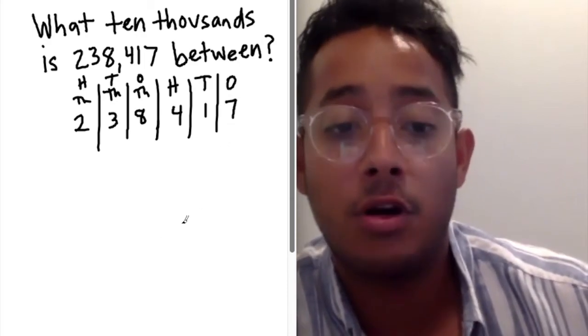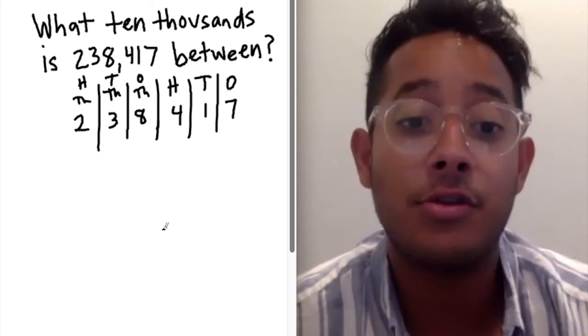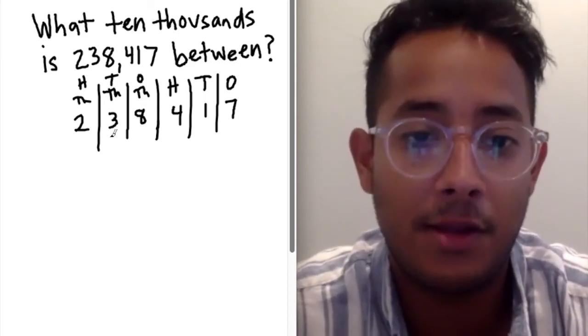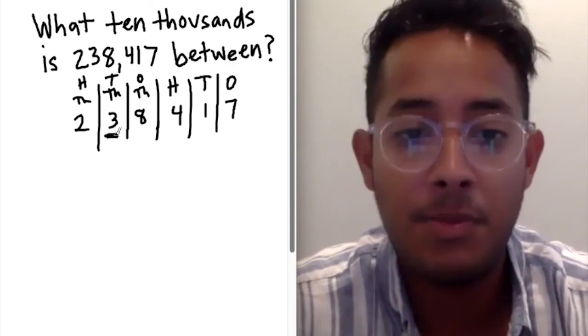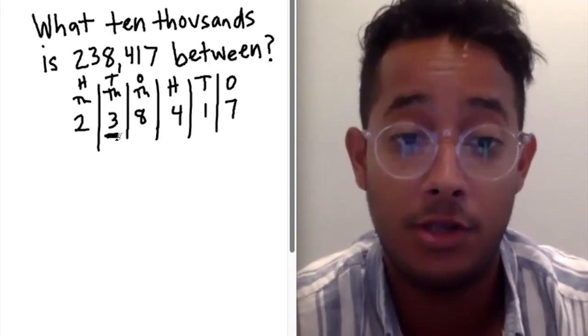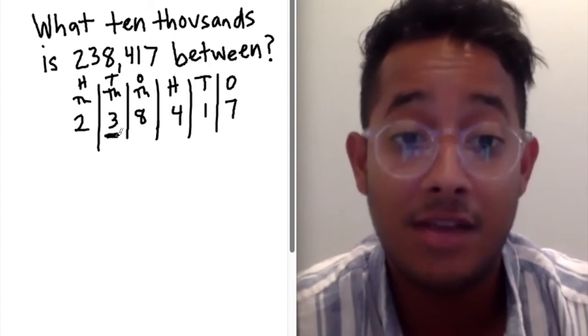Perfect. Now, when we ask the question, what 10,000s is this number going to be in between? Your eyes are going to go straight to the 10,000s place value. And it says 3, easy peasy, done. No, right? That's going to be the trick answer. That's not what you want to do. When we look at this, we want to ask ourselves, what 10,000s is it in between?